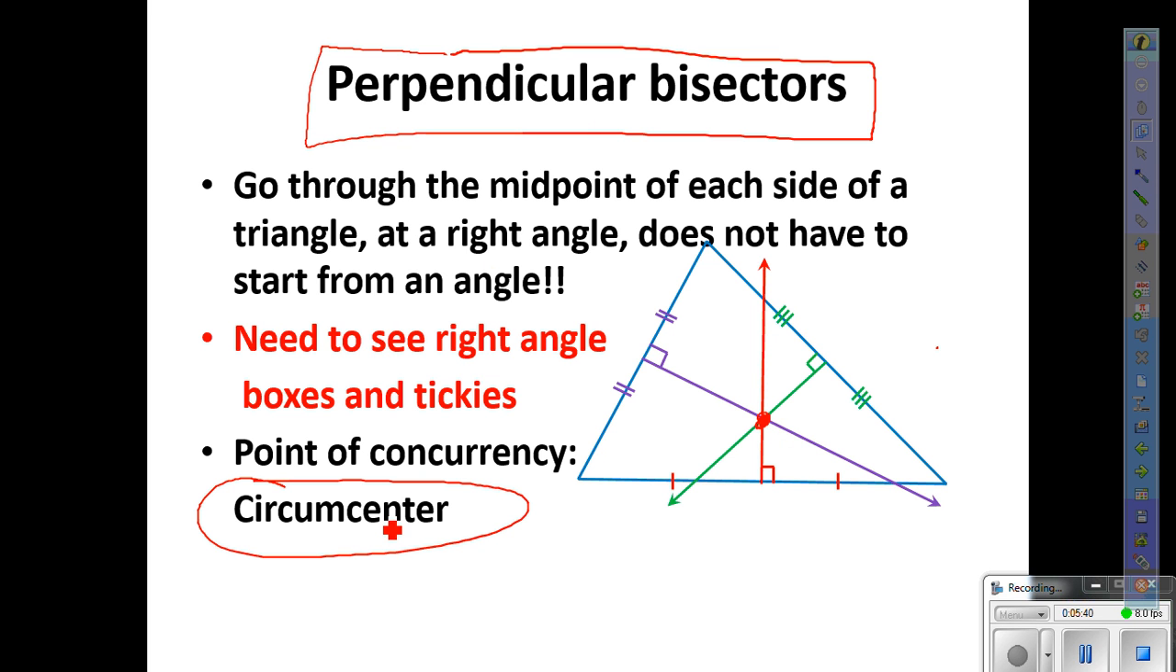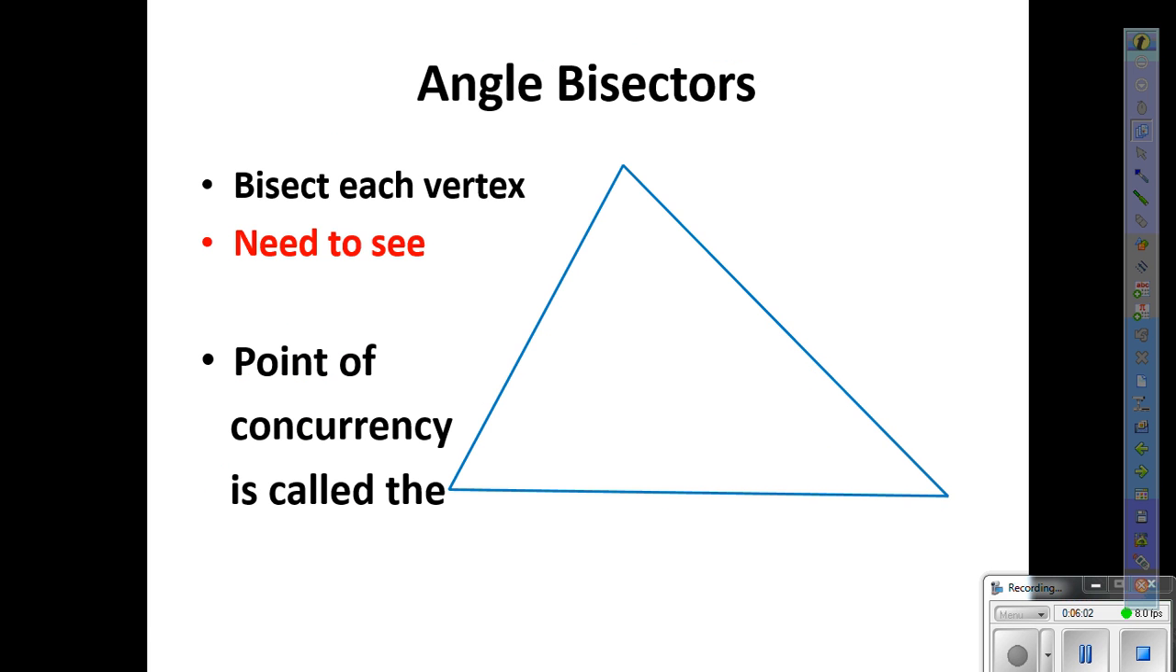Now, it is called the circumcenter because it is the center of the circumscribed circle. It is equidistant from all three corners. So then you could draw a circle that went around this triangle and was circumscribed. That's why it's the circumcenter. It is the center of the circumscribed circle. That is what that point of concurrency is.